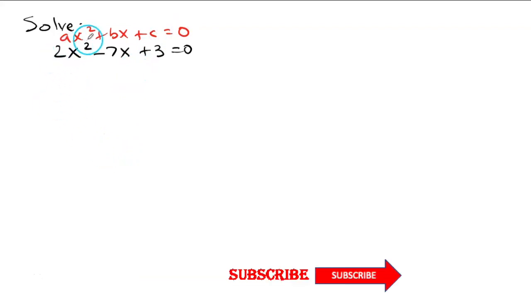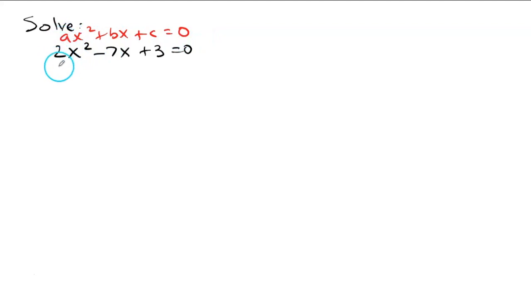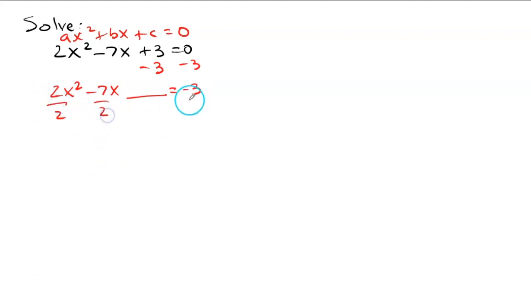All right, ax squared plus bx plus c equals 0. That's what we're looking for. A is equal to 2. I need a 1. I don't want that. First step, I want my constant on the other side. 2x squared minus 7x equals negative 3. Now, I don't want the 2. I want a 1, so I divide by 2, divide by 2, divide by 2.